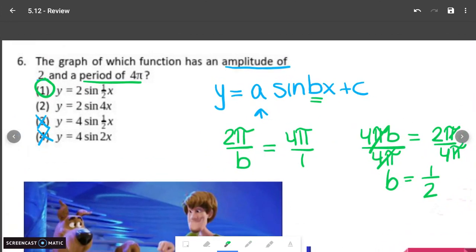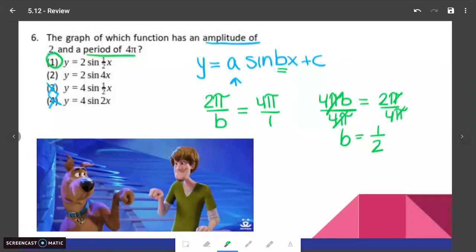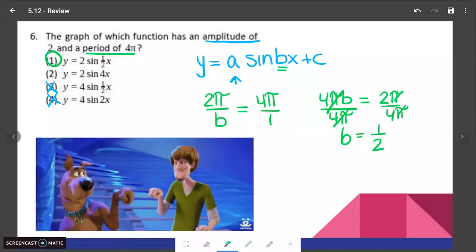A lot of people will choose choice 2 because they're not looking quick and they just assume 4 is still there, but they just ditch the pi completely. So be careful with something like that.